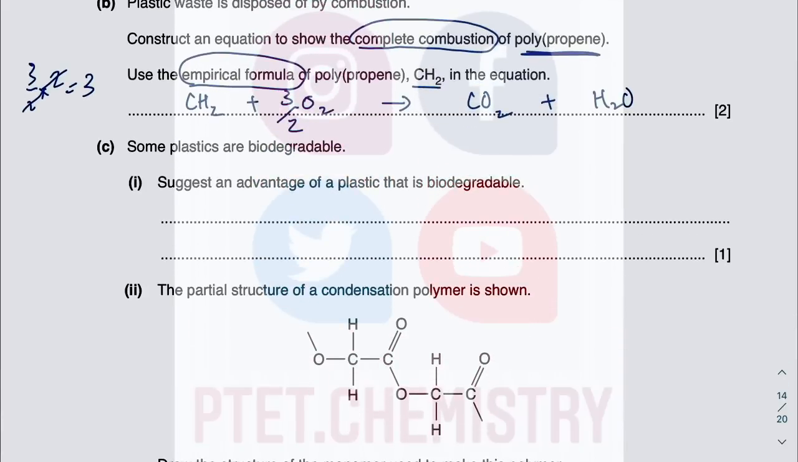Suggest an advantage of a plastic that's biodegradable. So biodegradable means it can decompose in nature. It can break down, okay, into simpler substances. So you can think about a plastic which is not biodegradable. It's going to linger around. It's going to stay around for like hundreds or thousands of years. So it will not rot away. So really there's going to be a problem, you see, okay?